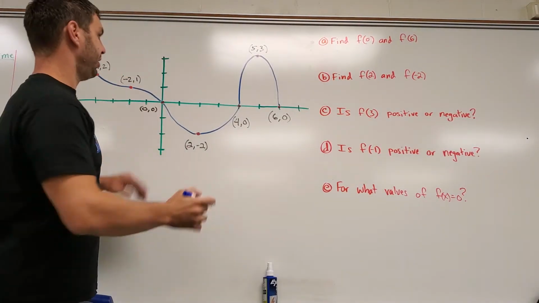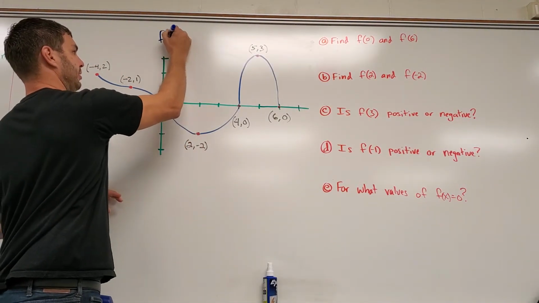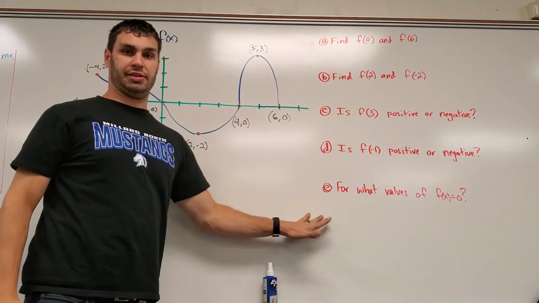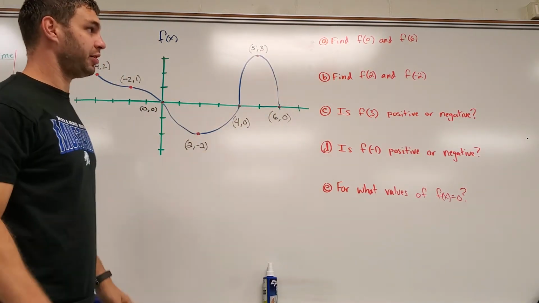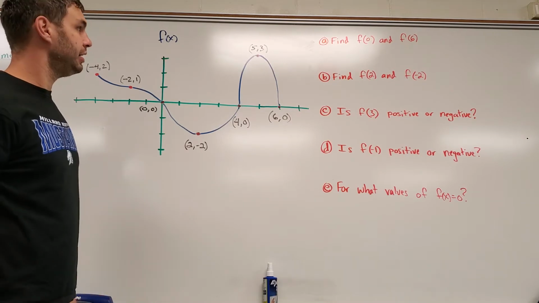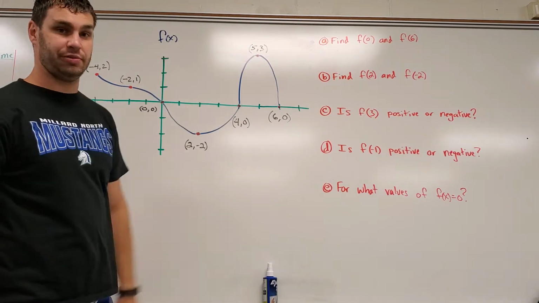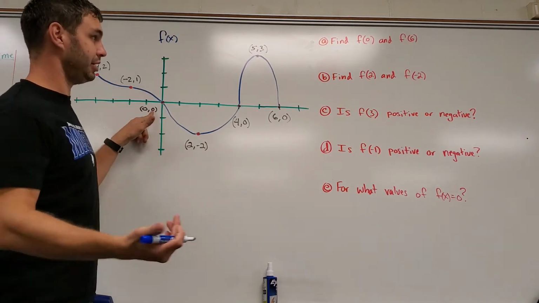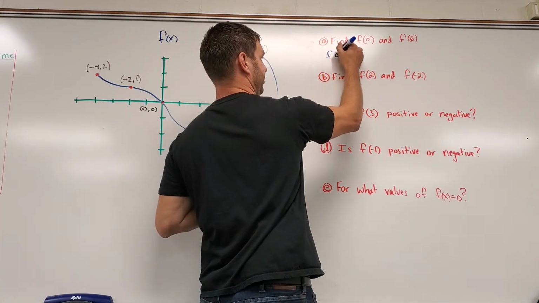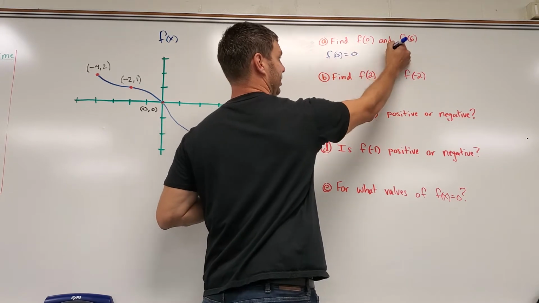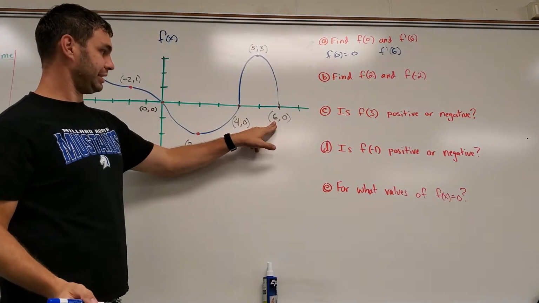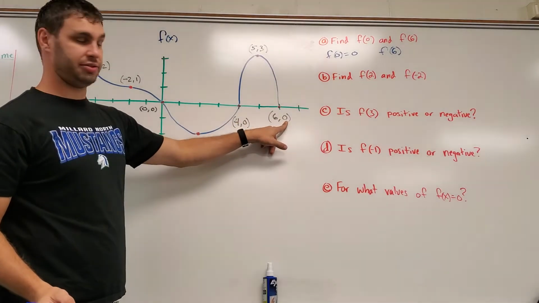All right, given this parent function, f of x, and then kind of this line here, we're asked to find these several things. Let's try this first one. It says find f of 0 and find f of 6. So instead of f of x, we have f of 0. That means when x equals 0, what's the y? And the y would be 0. So we can say f of 0 equals 0. And then f of 6, when I look at the 6, when x equals 6, it also is 0.